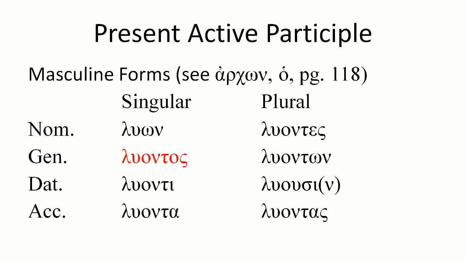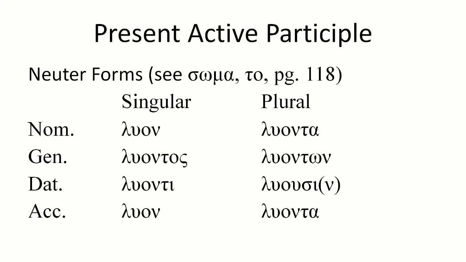I'm going to skip over the feminine because, as I said before, the masculine and the neuter are using the third declension. Now, there I highlighted the dative plural, the weird dative plural form. Now, let's go to the neuter forms. If you need to, look at soma on page 118. Actually, I think this might be on page 117. I think I forgot to change that. But it is there anyway. I think it's the first chart in chapter 17.